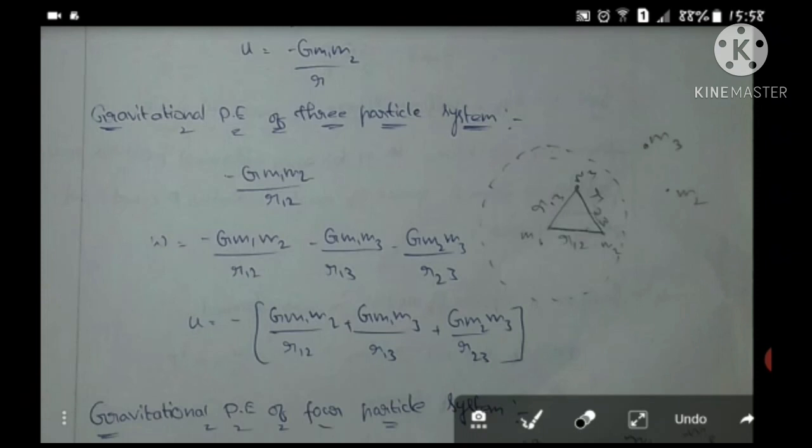And then three particle system. Here is a mass m1, and m1, m2 and m3 are at infinity brought inside the gravitational field. Therefore here m1 and m2 are placed at a distance r12, m1 and m3 are placed at distance r13, and m2 and m3 at r23. Therefore we can write W is equal to minus G m1 m2 by r12.